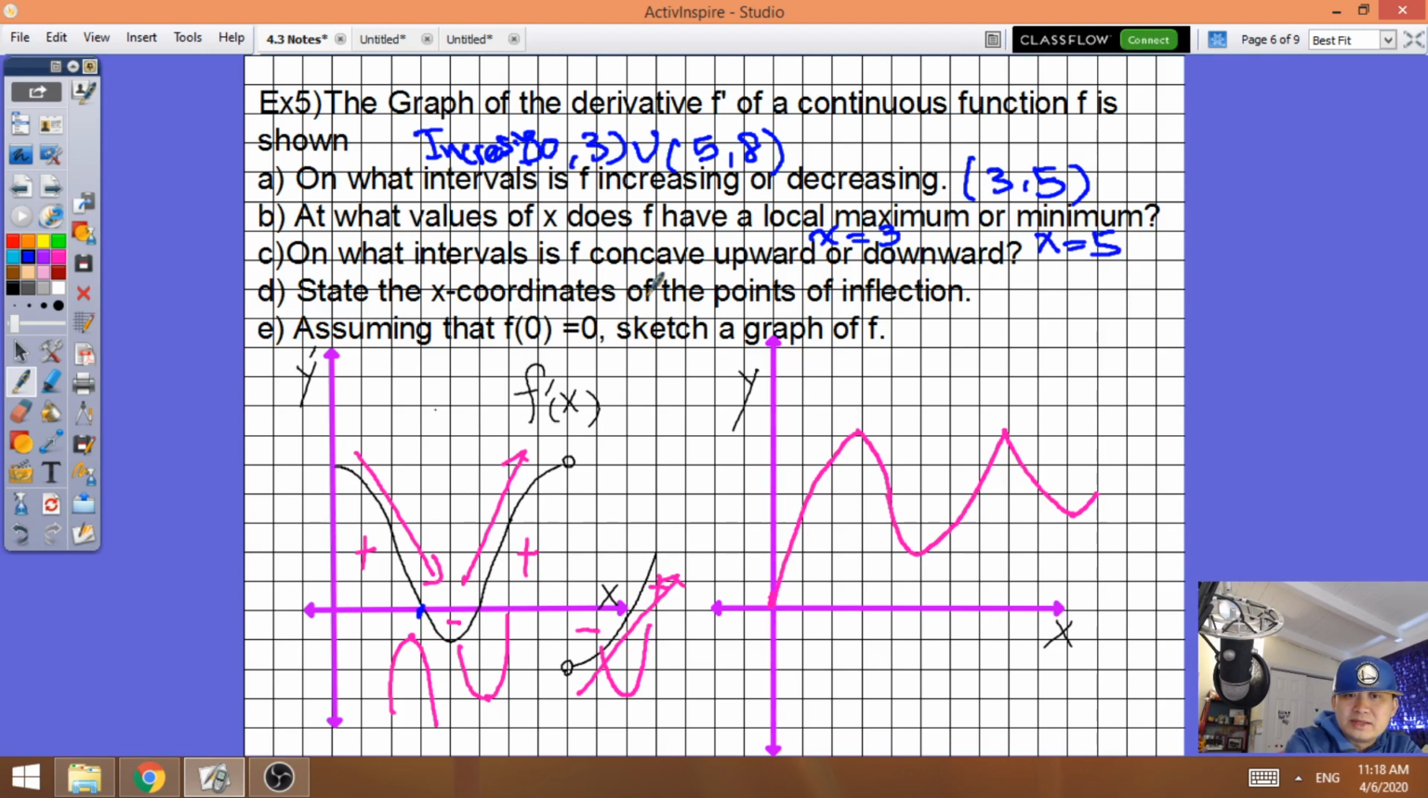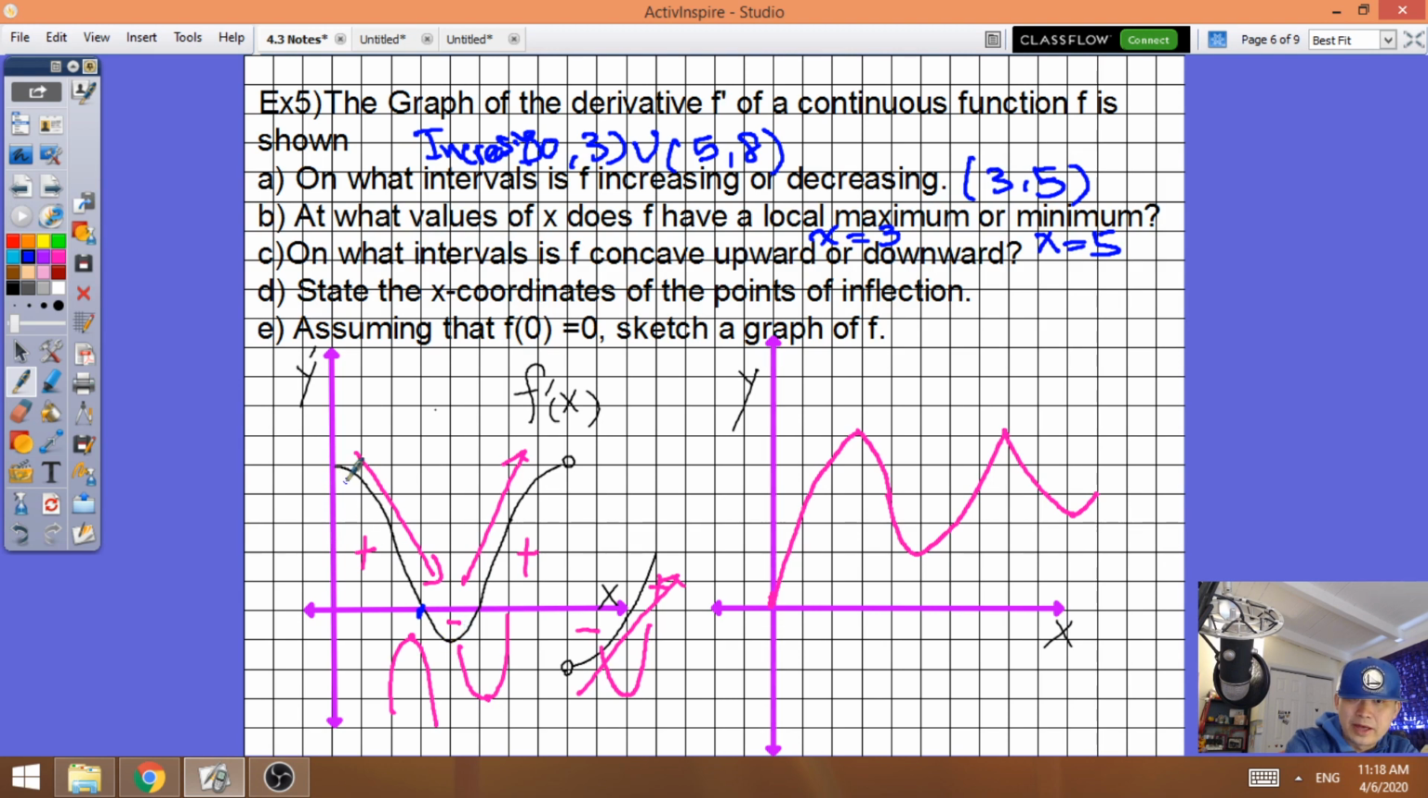On what interval is f concave upward or downward? Concave upward or downward means it's about finding the second derivative. This graph is just the first derivative. As you can see, this part of the graph is all decreasing from 0 to 4, so from 0 to 4 the graph is considered concave down, while the whole graph for f prime of x is considered decreasing here.